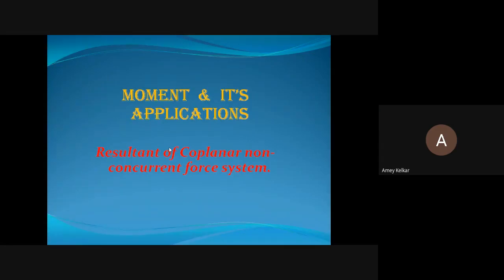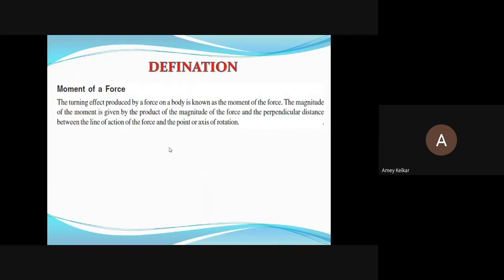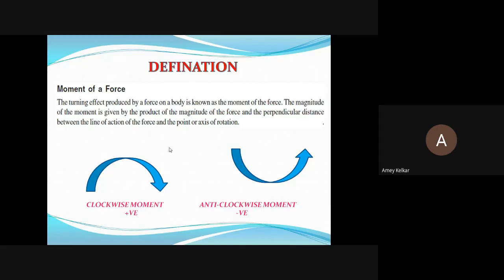So in previous classes, we have already revised what is moment. So to brush up, let's once again see what is a moment. Definition of a moment: the turning effect produced by a force on a body is known as the moment of the force. The magnitude of the moment is given by the product of the force and the perpendicular distance. That perpendicular distance is termed as lever arm. We have two types of moments, one is clockwise moment and the other one is anti-clockwise moment.